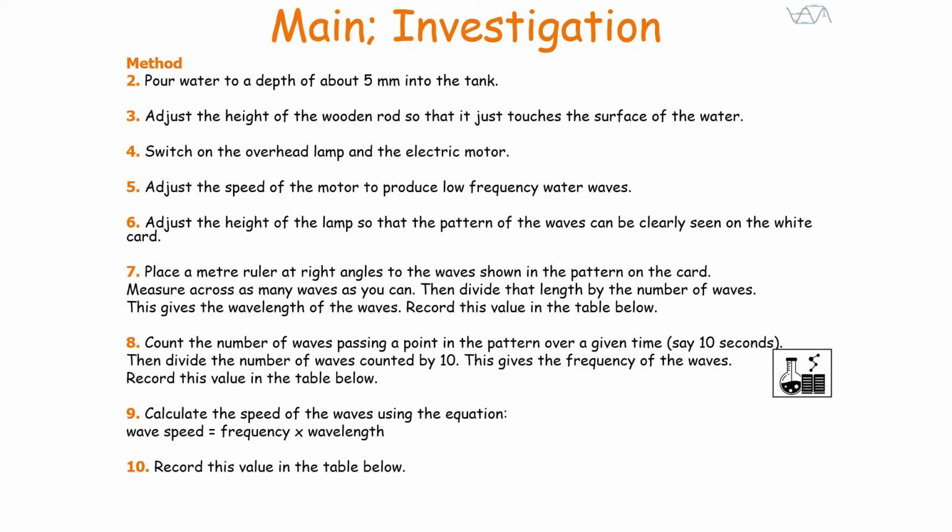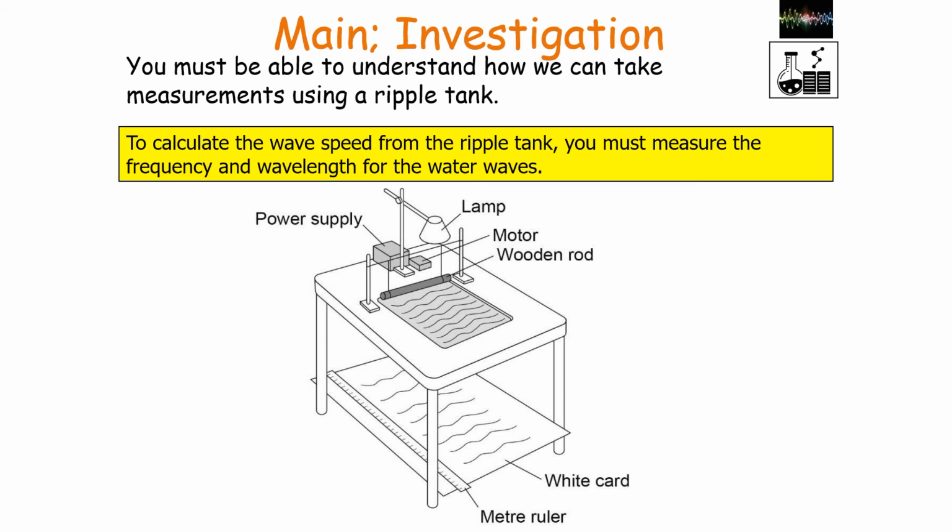You'd then count the number of waves passing a point in the pattern over a given time, say for example 10 seconds. You'd then divide the number of waves counted by 10. This gives the frequency of the waves, and you record this value in your table. You can then calculate the speed: wave speed is equal to frequency times wavelength. This is very important because you should be able to calculate the wave speed of water waves in a ripple tank by measuring frequency and wavelength.